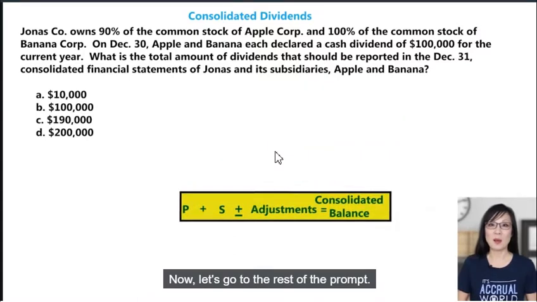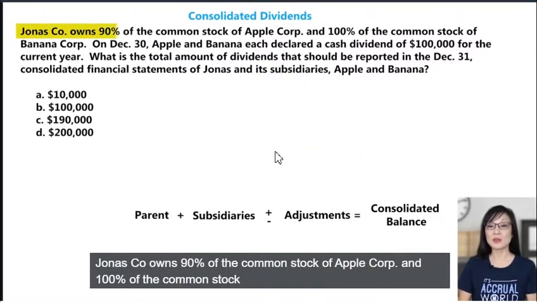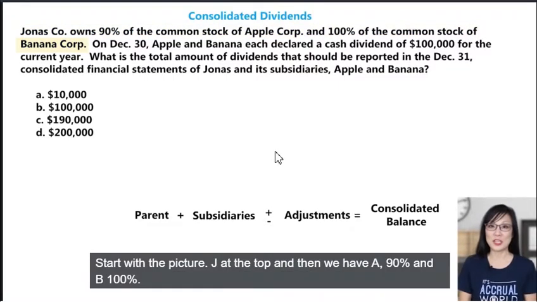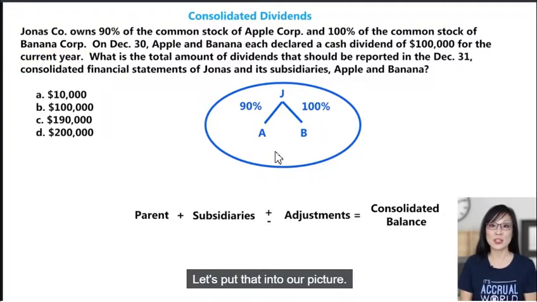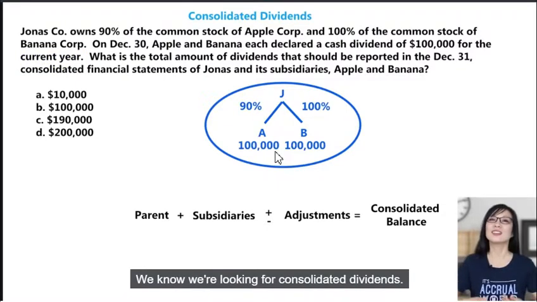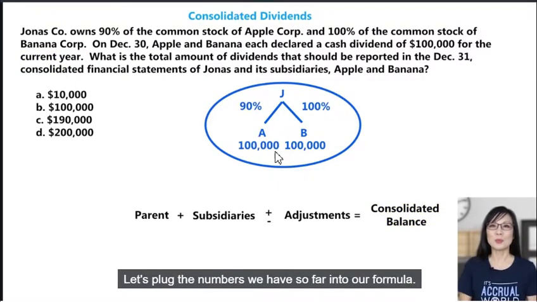Now let's go to the rest of the prompt. Jonas Co. owns 90% of the common stock of Apple Corp. and 100% of the common stock of Banana Corp. Start with the picture, J at the top, and then we have A, 90%, and B, 100%. On December 30th, Apple and Banana each declared a cash dividend of $100,000 for the current year. Let's put that into our picture. We know we're looking for consolidated dividends. Let's plug the numbers we have so far into our formula.